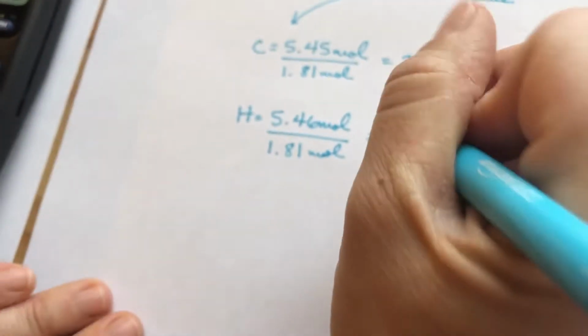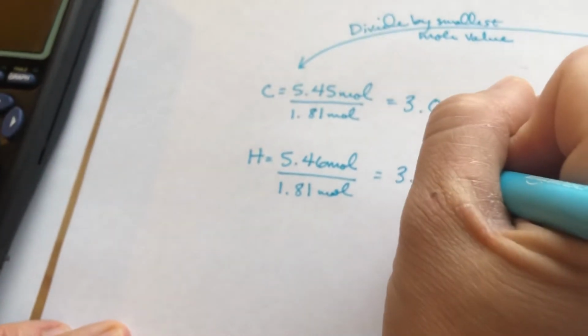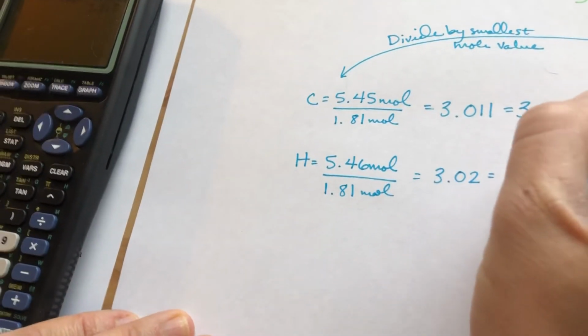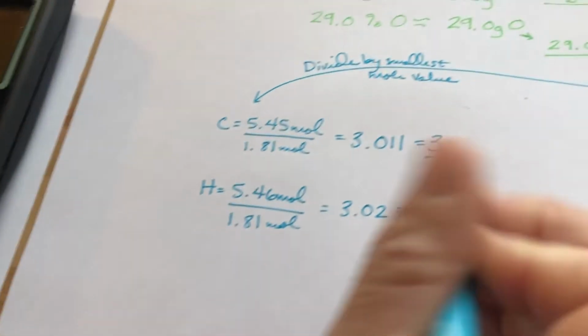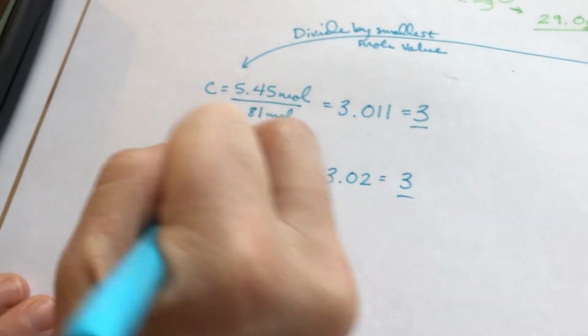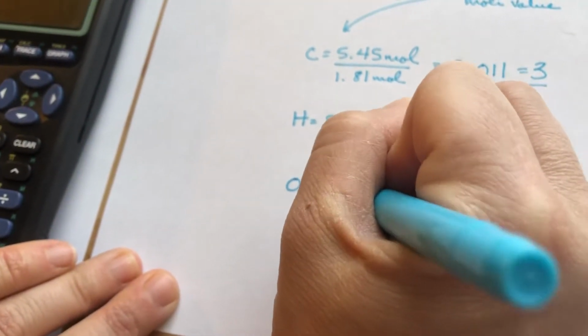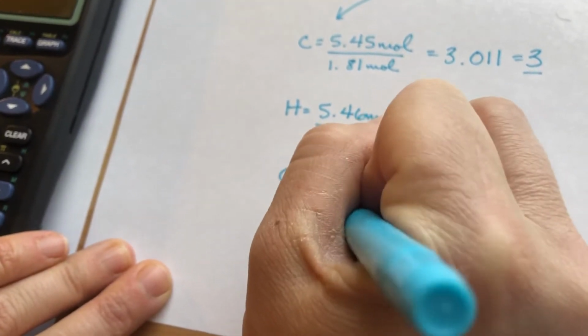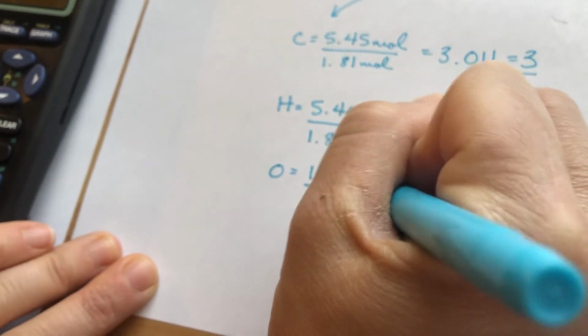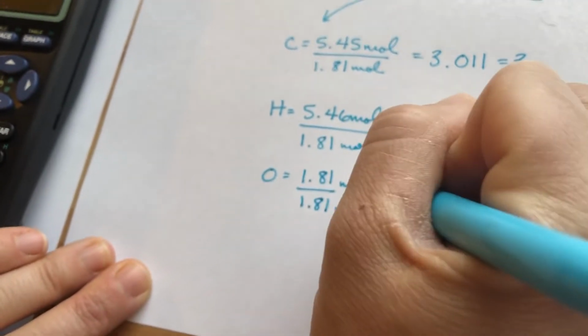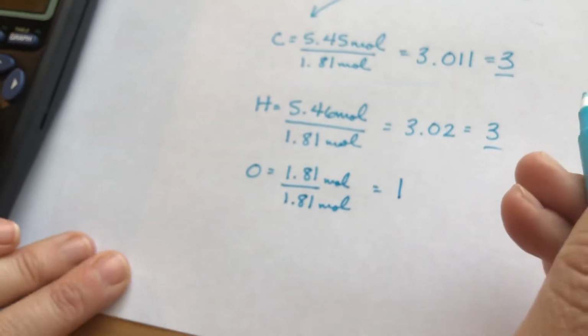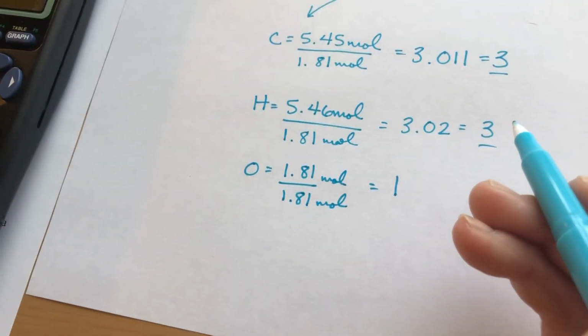All right, you're gonna get 3.02 in this case, but again, that's very close to that whole number of 3. All right, and then for the last one, for oxygen, it's gonna be 1.81 divided by 1.81. Lainey, what do we get when we do that? 1. 1, yep. 1.